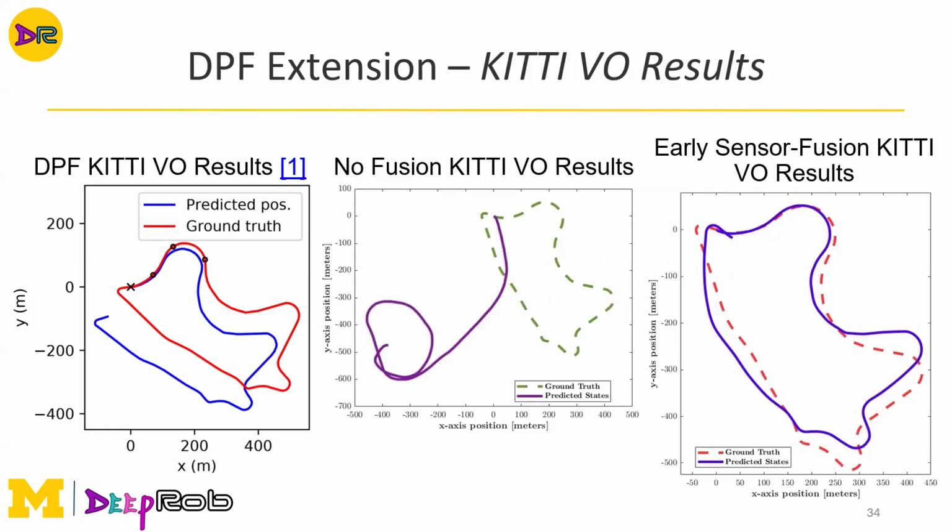For the results of our extension, on the left, you can see the differentiable particle filter results produced from the KITTI visual odometry results from the previous paper. And then for our re-implementation, where we have no fusion from the KITTI visual odometry results, you can see in the middle. And then when we actually did the early sensor fusion, where we fused both the IMU measurements and the camera data, you see all the way on the right. That's a visual of our results on the right.